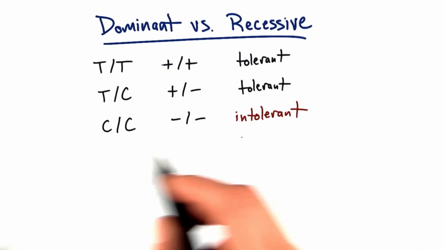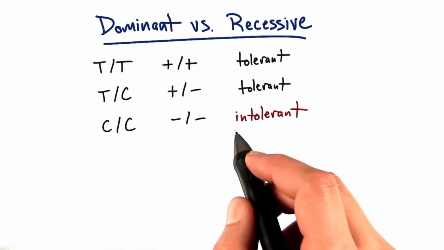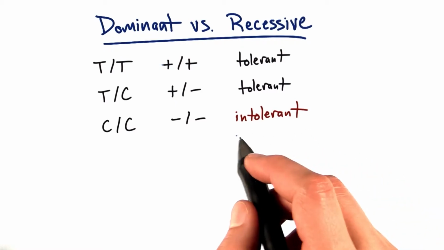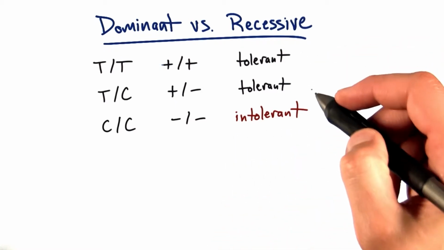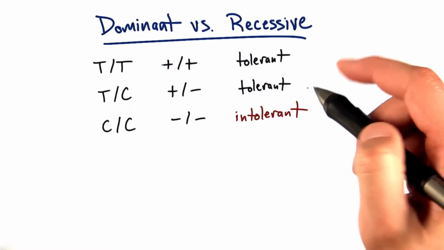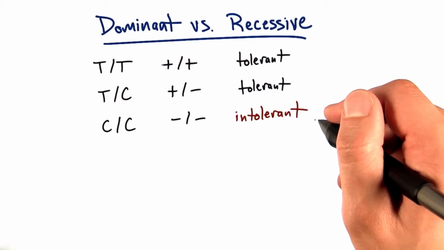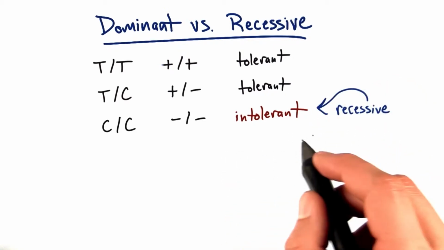Only with the homozygous combination of cytosines, the minus-minus combination, are we going to end up with lactase non-persistence and a phenotype of lactose intolerance. So out of the 3 possible allelic combinations, 2 of them result in lactose tolerance, and 1 of them results in lactose intolerance. Thus, lactose intolerance is considered a recessive trait.